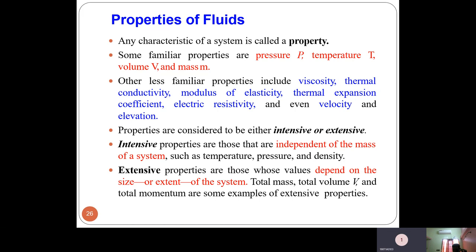Before closing the class, let me recall the types of fluid flow: viscous flow, inviscid flow, internal flow, external flow, compressible flow, incompressible flow, laminar flow, turbulent flow, transitional flow, steady flow, unsteady flow, uniform flow, and non-uniform flow. These are the types of fluid flows.